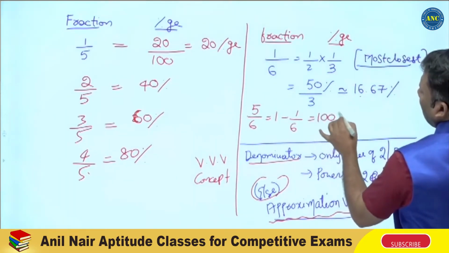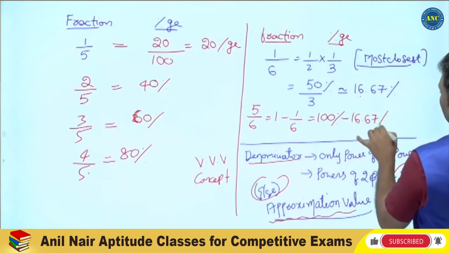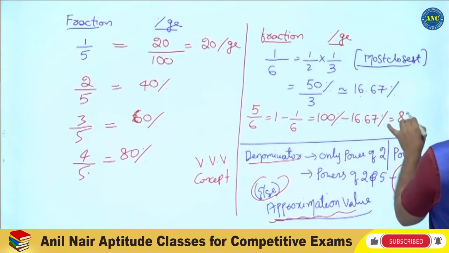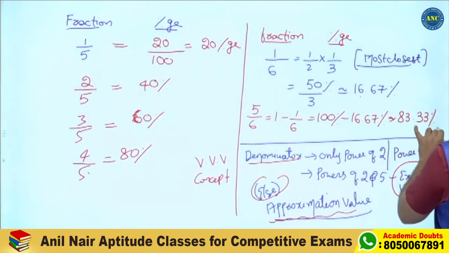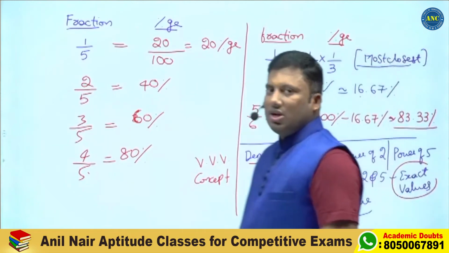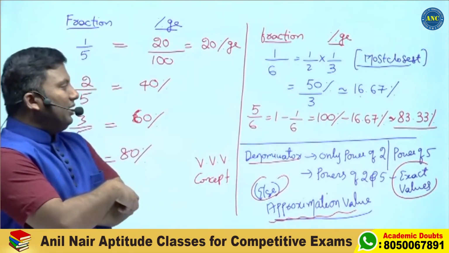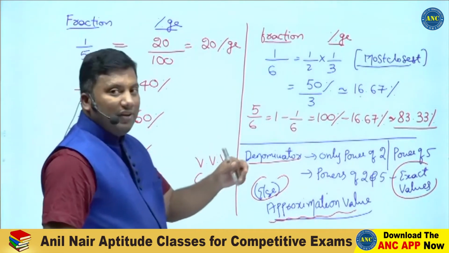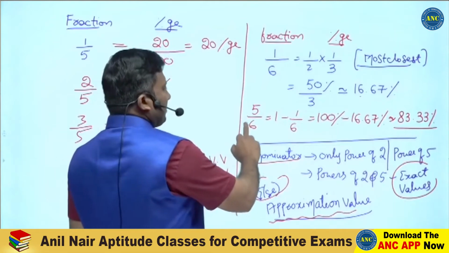1 is 100 percentage. 1 by 6 is 16.67 percentage, which is equivalent to most closest value 83.33 percentage. Most closest value. Answer is 83.33 percentage. Very, very careful with these symbols. Very, very careful. 5 by 6.